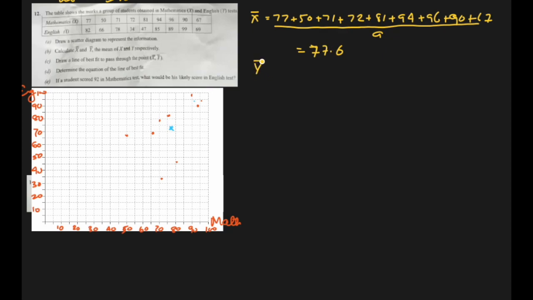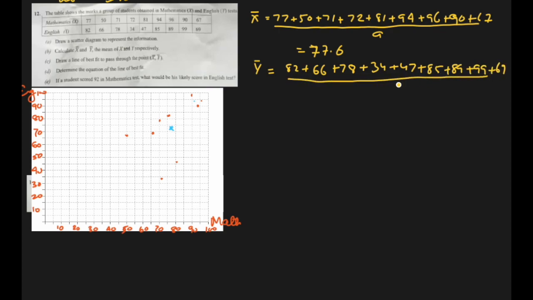Similarly, y bar will be 82 plus 66 plus 78 plus 34 plus 47 plus 85, 89, 99, 69 divided by 9. 72.1 almost. Okay. So they did better in mathematics than English on average. Done. B part also done.